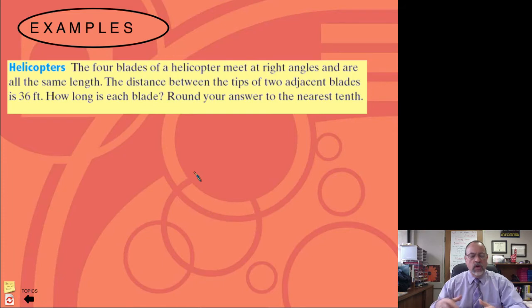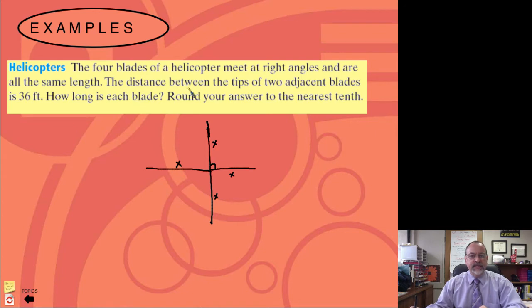right angles. So as you begin reading a word problem where there is no diagram, you'll want to sketch these out yourself. So you have these four blades of a helicopter. So you've got one blade and it meets at a right angle, two blades, three blades, four blades. So these would be the four blades of a helicopter, and they meet at right angles. And it says they're all the same length. So I don't know what these lengths are, but if I wanted to put a variable on them, all of them would be x because all of the lengths are the same.